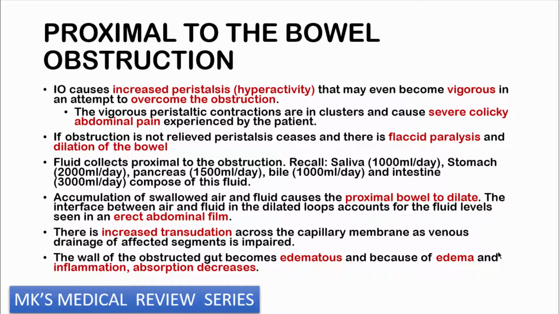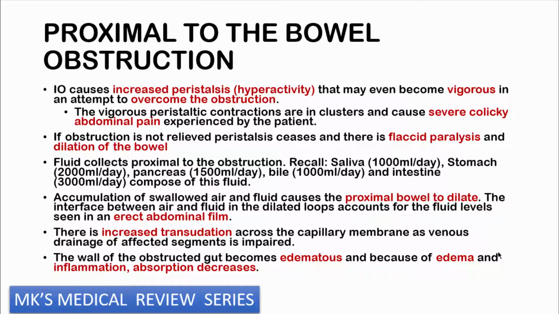So when you have an intestinal obstruction, there's going to be increased peristalsis. There's going to be hyperactivity of the bowel before the obstruction. This peristalsis can even become vigorous. This is because it's attempting to overcome this obstruction. These vigorous peristaltic contractions happen in clusters, and they are the ones responsible for the severe colicky abdominal pain associated with intestinal obstruction. So one of the clinical features that we're going to be seeing in intestinal obstruction is severe colicky abdominal pain.